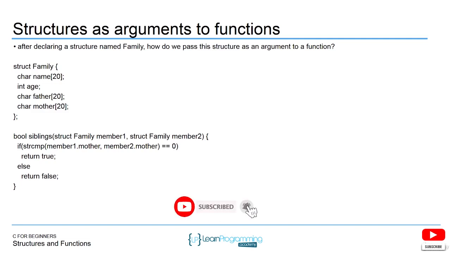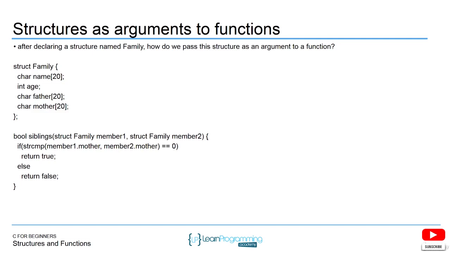Then inside of our function, if we want to access members, we access them just like normal. Member1 and member2 are not pointers, so we don't use the dash greater than. We only do that on pointers because we need to dereference them to see what they're pointing to. Because they're not pointers, we can just use the dot. So member1.mother and member2.mother are character arrays, and character arrays are pointers essentially.